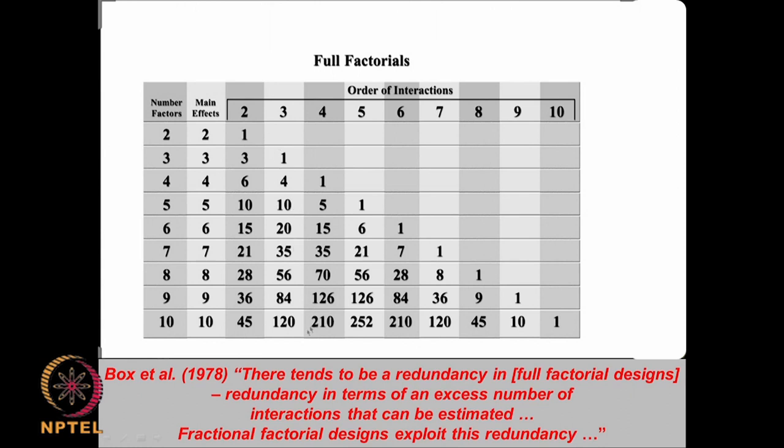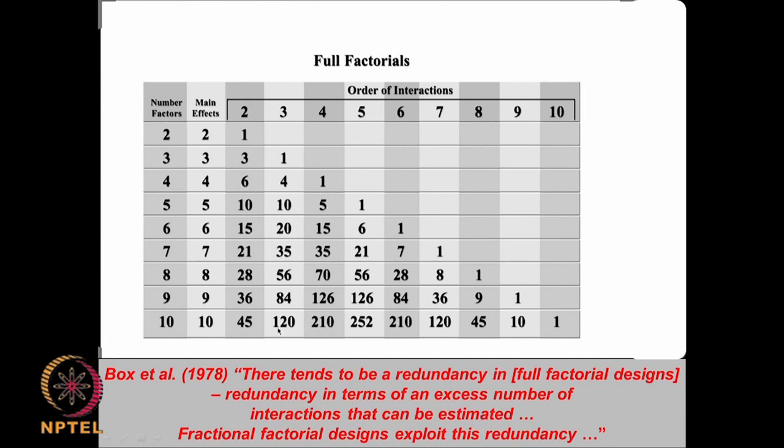So in many situations you will end up having a very large number of interactions, and as I said, it's very, very rare to have a three-way interaction. So that means this portion is actually useless. We are doing too many experiments, and we are not going to look at three level or higher order interactions anyway. That means we are doing too many experiments. Look at Box, he said there tends to be a redundancy in full factorial design, because three-way interactions are very rare.